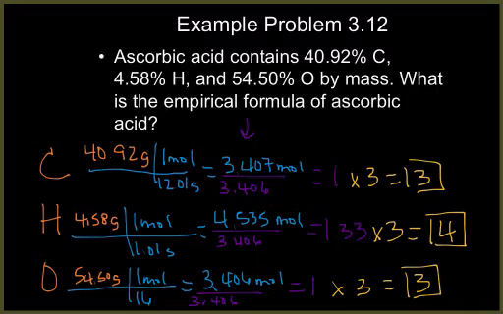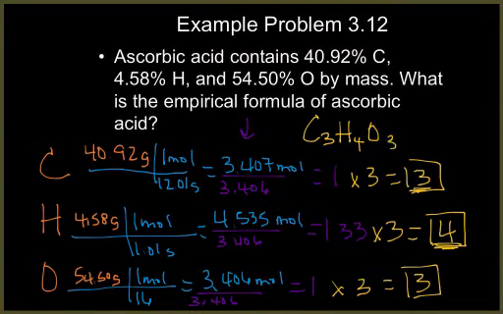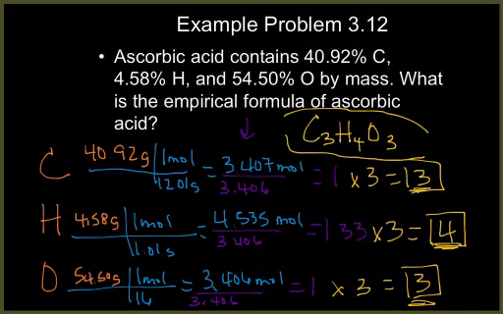And then these final numbers in the boxes are my subscripts. So my final thing to do here is to write out my empirical formula. So C3, that came from here, H4 came from there, O3, that came from down here. So this formula here, C3H4O3, is my empirical formula of ascorbic acid.